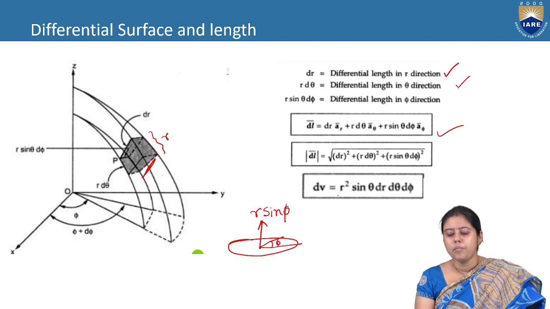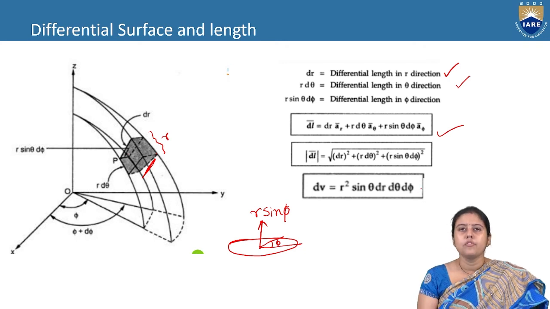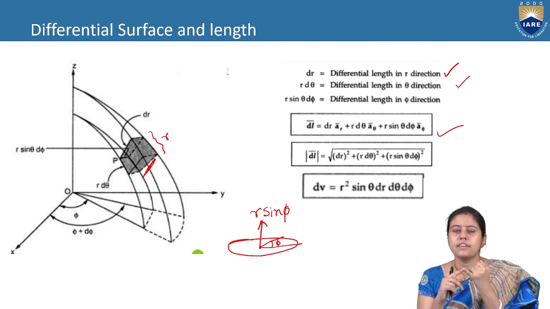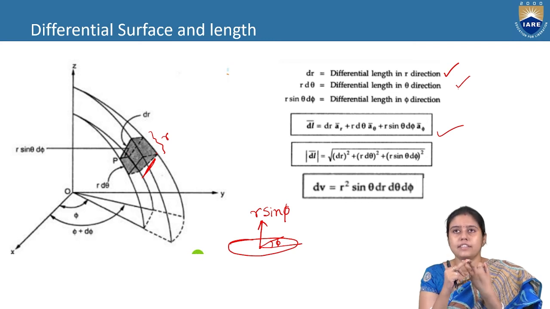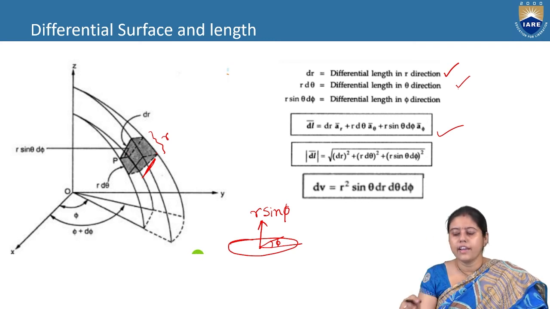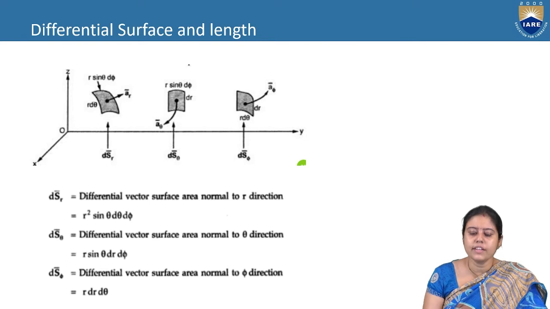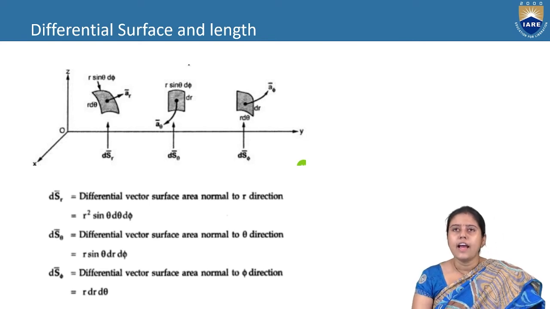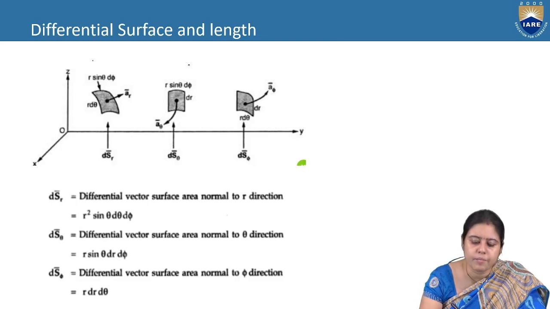What is the volume? Volume is r squared sin theta dr d theta d phi. We have three variables: dr, r d theta for the height, and r sin theta d phi for the angle. So these three are the main differential lengths. We have talked about the line and volume. Now we will talk about the surface.